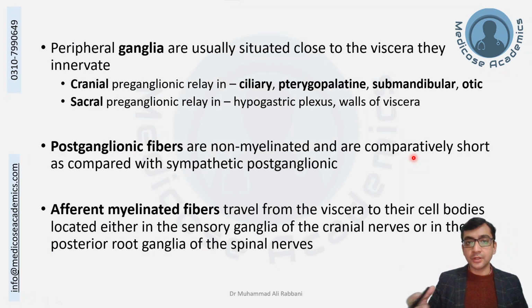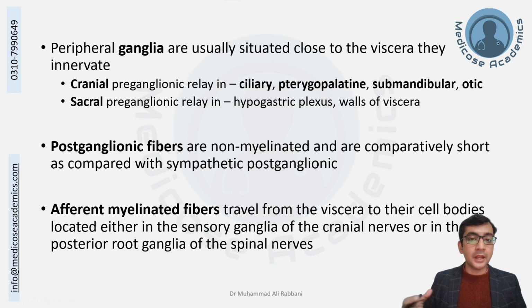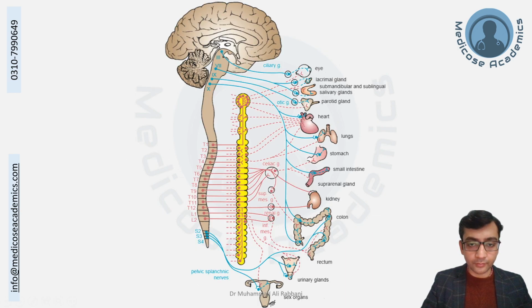Peripheral ganglia are usually close to the viscera. In the cranial region, there are the ciliary, pterygopalatine, submandibular, and otic ganglia. In the sacral region, they have different plexi like the hypogastric plexus and the walls of the viscera. Postsynaptic fibers, just like in the sympathetic nervous system, are unmyelinated and are very short as compared to sympathetic. And again, the afferent fibers travel back in the same direction to reach the sensory ganglia in either the cranial nerves or the dorsal root ganglia in the spinal nerve.